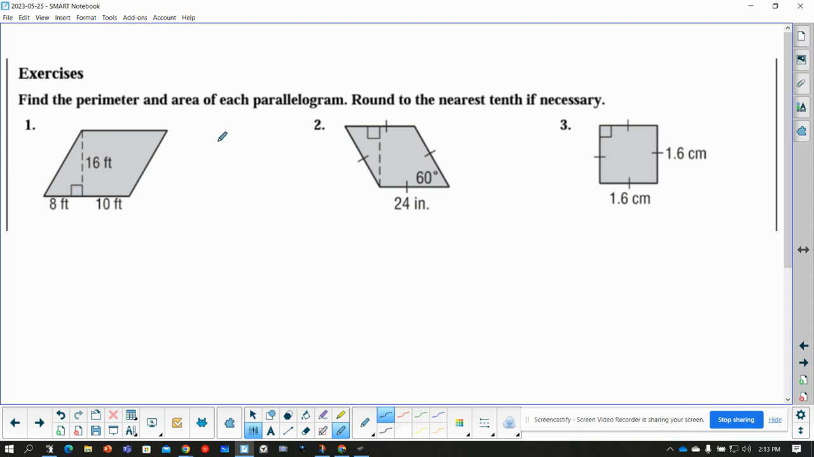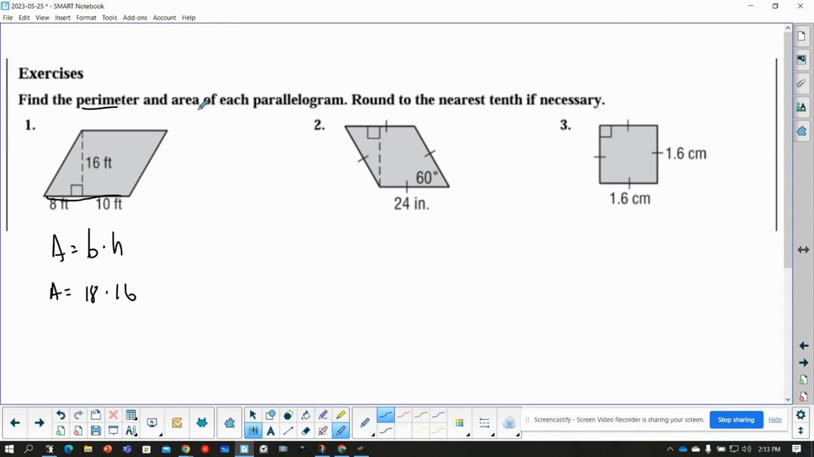Let's start with an easy one, though. We're going to start with this first one here. We've got 8, 8, and 10. So this whole base right here. So find the area, base times height. The whole base is 18. The height is 16. So 18 times 16, and that's going to be the area.